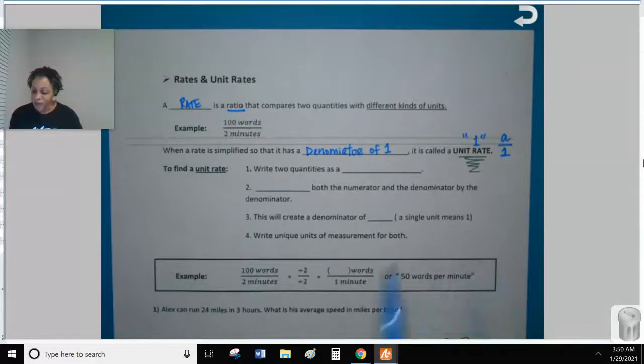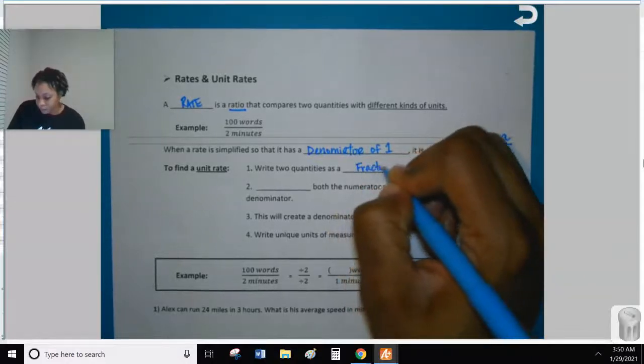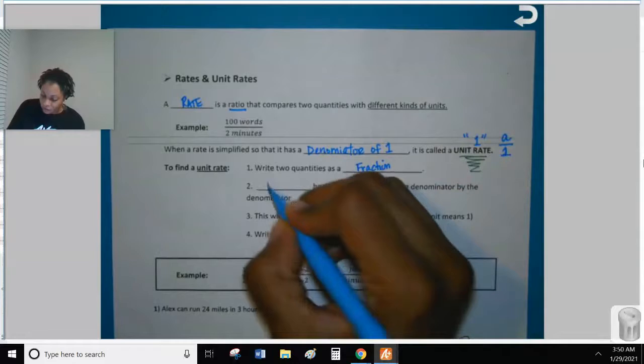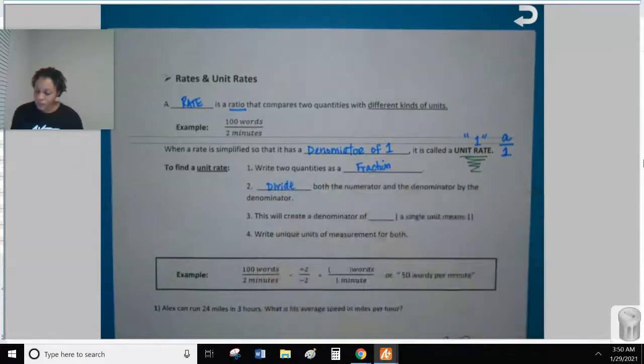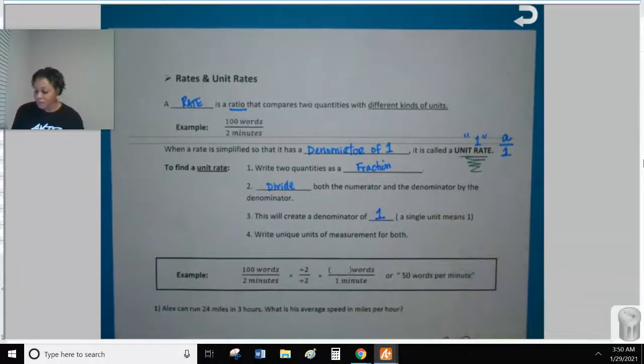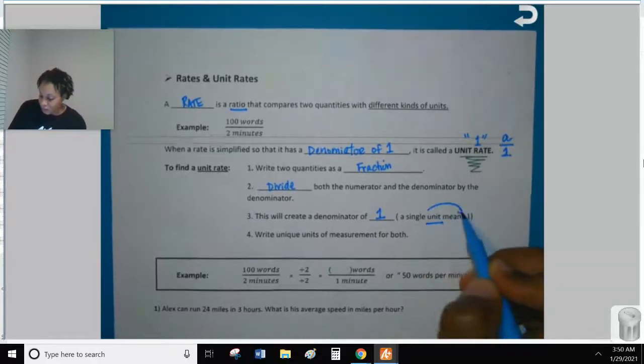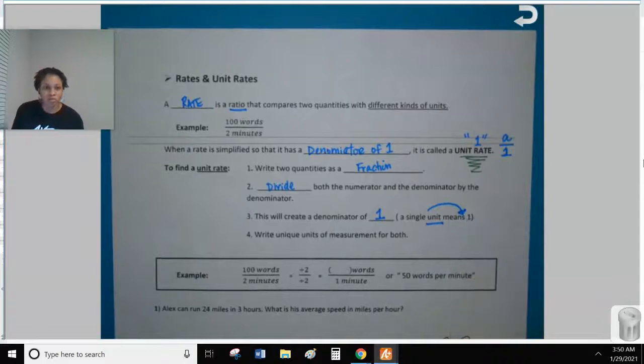To find unit rate, write two quantities as a fraction. Divide both the numerator and denominator by the denominator, okay? So the numerator and the denominator are going to be divided by the denominator, and that will create a denominator of 1, okay? A single unit means 1. So again, a single unit means 1. Write unique units of measurement for both, okay?